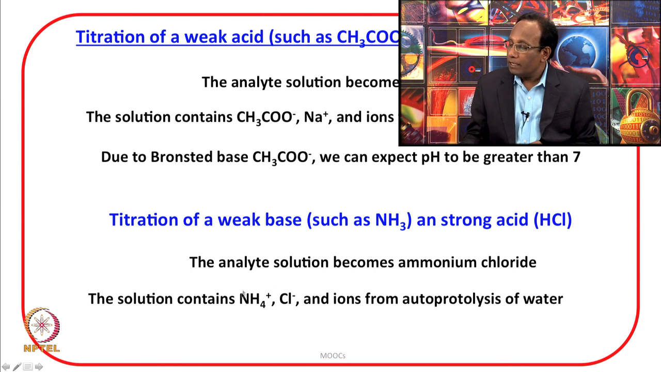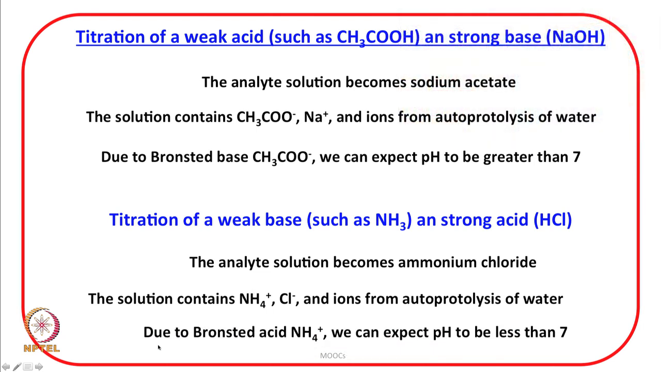Ammonium ion, this is a Bronsted acid because it can donate a proton, and therefore, we can expect the pH to be less than 7 over here. So, look at the comment, due to the Bronsted acid NH4 plus, we can expect pH to be less than 7.